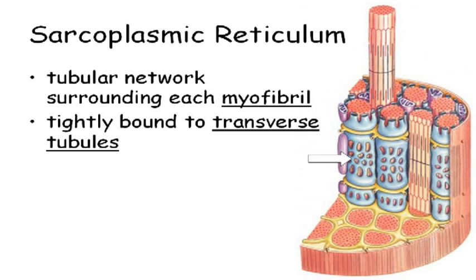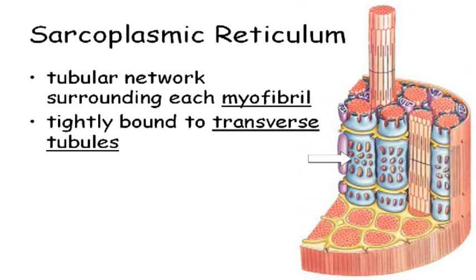Now, each myofibril is surrounded by this stuff that looks kind of like blue bacon. Sorry. That's called the sarcoplasmic reticulum. Man, that sounds a lot like what? Endoplasmic reticulum. Well, if we were talking about any other cell, we'd call it the endoplasmic reticulum. But in a muscle cell, it's called the sarcoplasmic reticulum. We'll talk about what the function is of the sarcoplasmic reticulum. I'll give you a little clue. In the case of a muscle cell, that's where the calcium ions hang out.